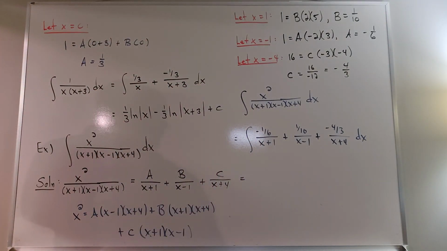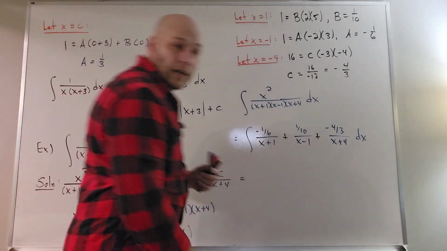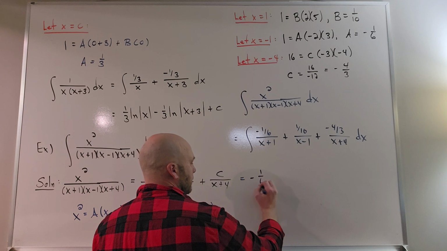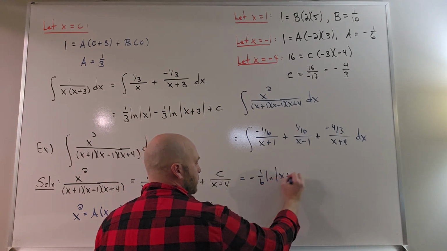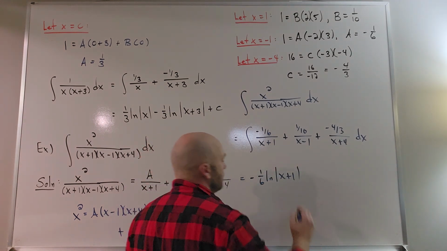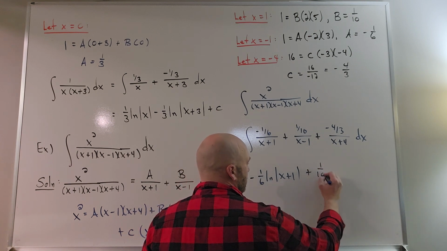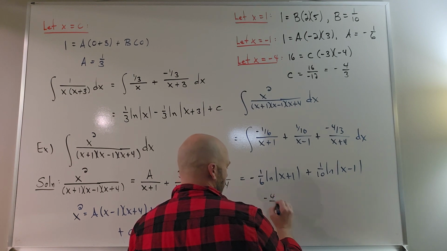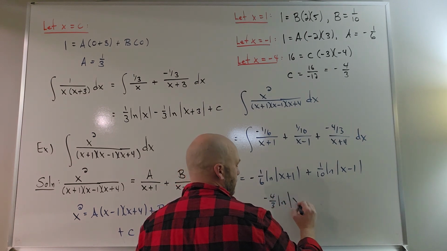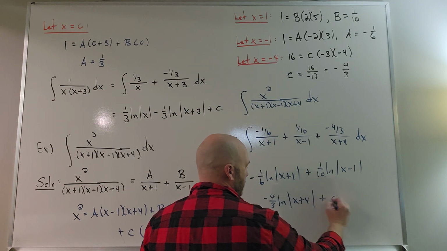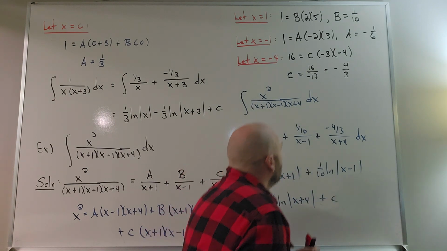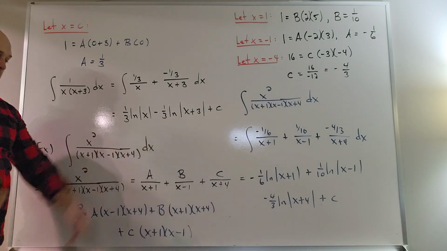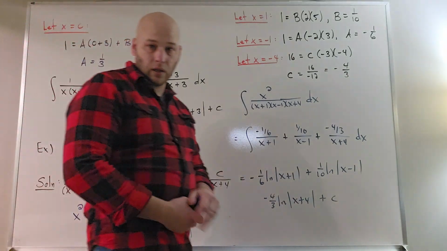And each of those terms is simple to write the antiderivative for. Final answer would then be negative 1/6 natural log of x plus 1 in absolute value, plus 1/10 natural log absolute value of x minus 1, minus 4/3 natural log absolute value of x plus 4, plus c. Once again, if I had more than 3 factors, it's not more difficult, it's just more tedious.